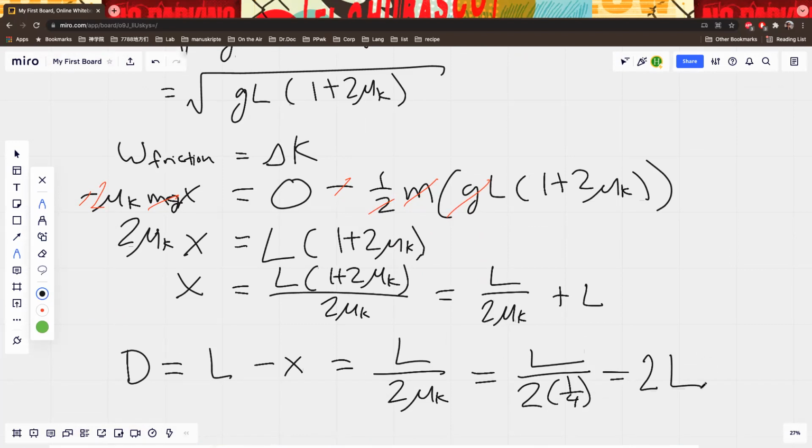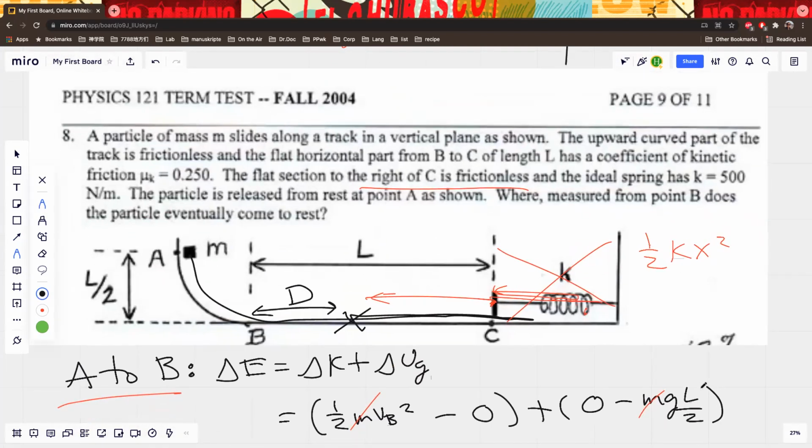What that means is that basically it travels the distance L and then it comes back and it stops exactly at B. So it goes from here, all the way there, and then it comes all the way back. So that's the distance of 2L. L and L equals 2L. So the point where it lands is exactly point B.